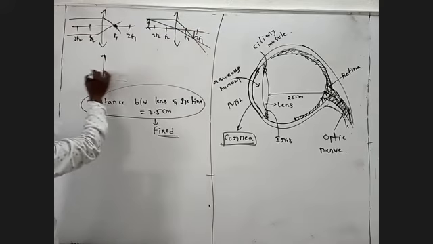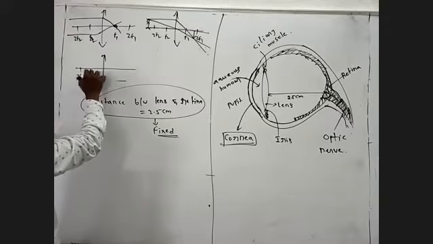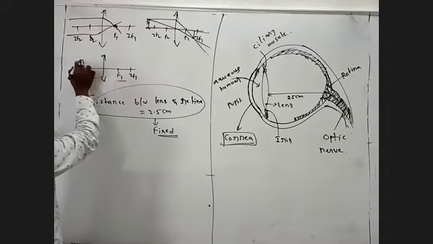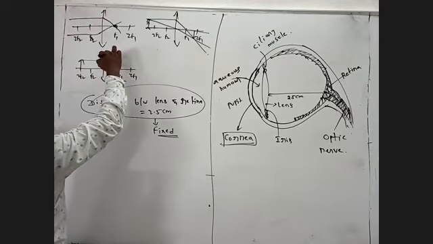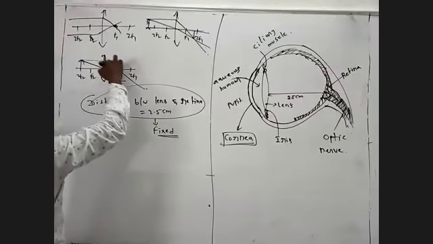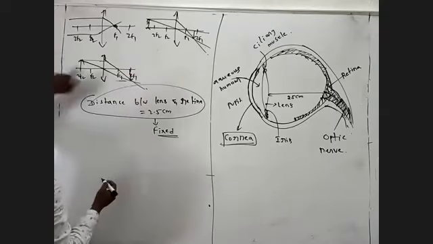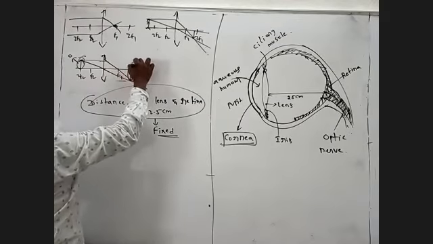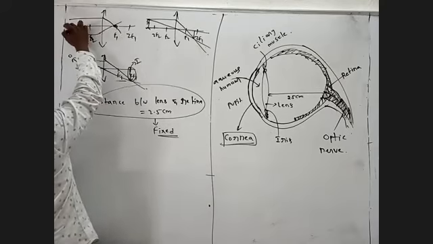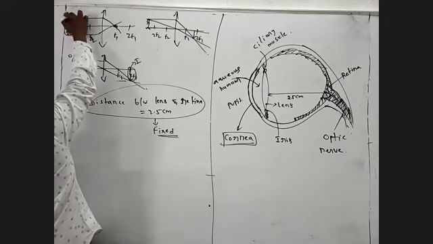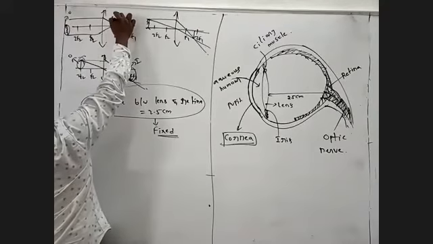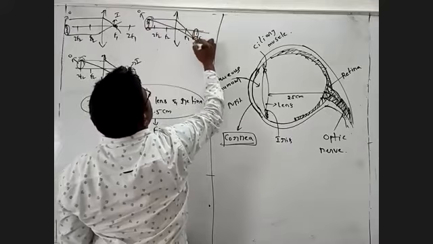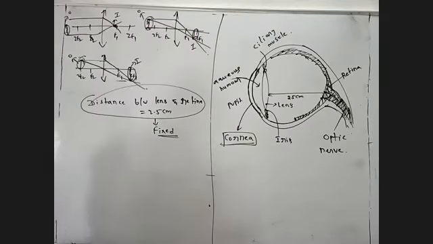Next, the object is placed at the center of curvature, the ray passes through the focus, and the image forms here. This is the object and this is the image.